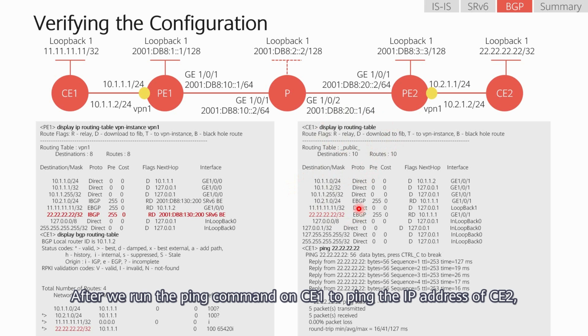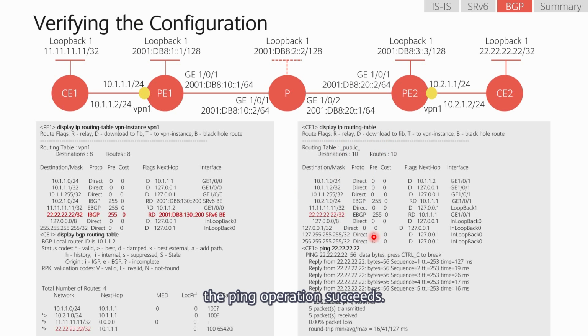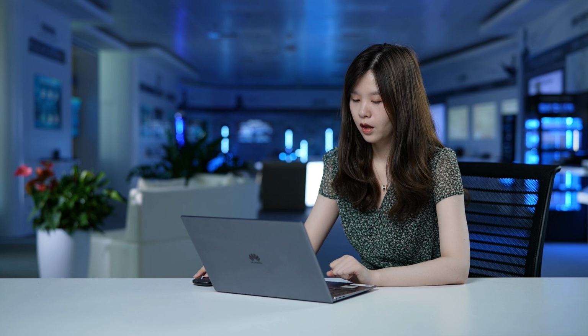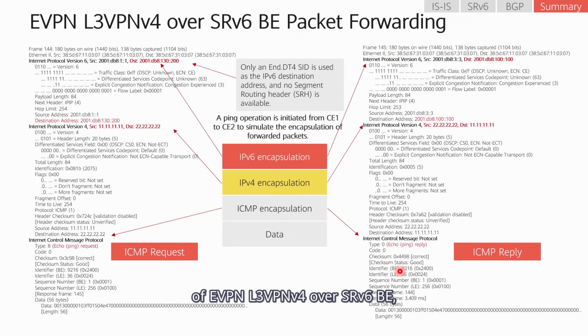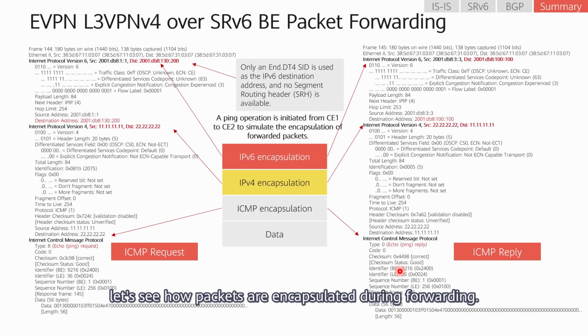After we run the ping command on CE1 to ping the IP address of CE2, the ping operation succeeds. This indicates that the configuration is successful. After introducing the control plane implementation of EVPN L3VPNv4 over SRv6 BE, let's see how packets are encapsulated during forwarding.